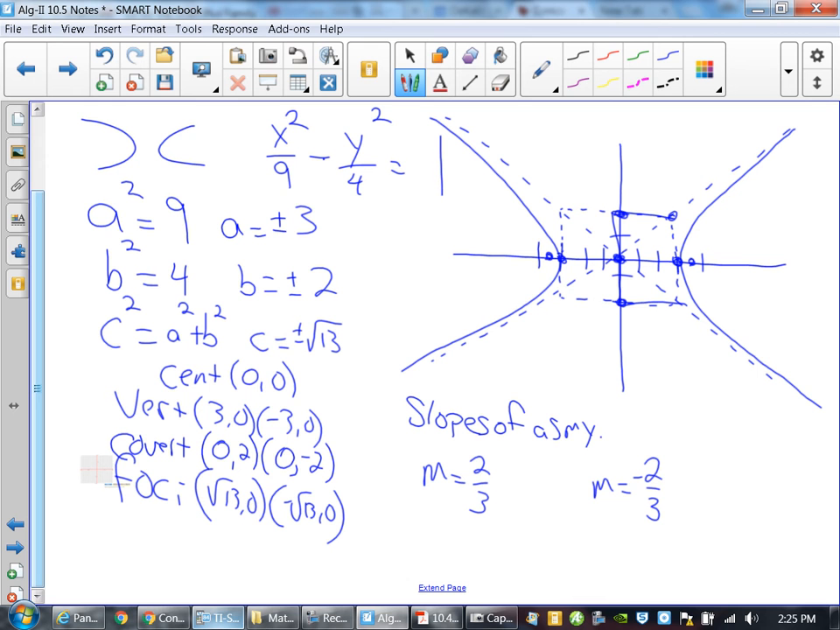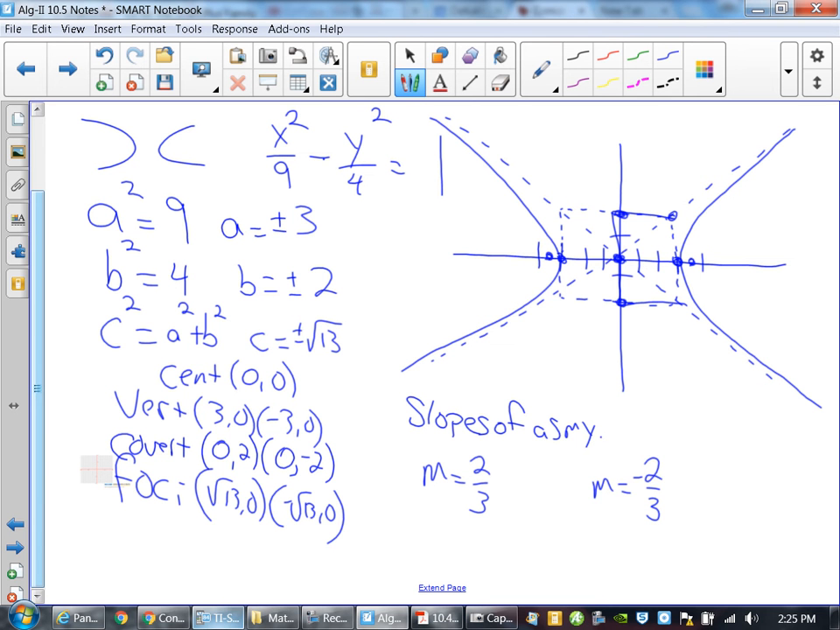Now, what's going to happen is, whenever you have, I'll explain that tomorrow. So the slopes are plus and minus 2/3. Yes. But now, the easy part of today is to write the equation of the lines.